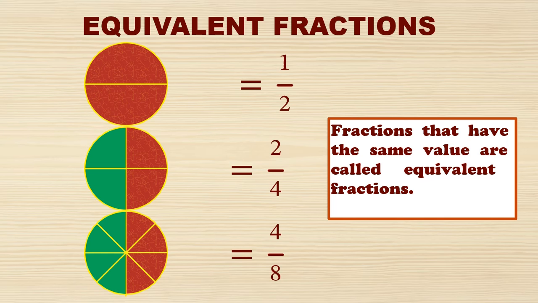Because when you look at the first one, we divide it into 2, but we pick one piece. When you look at the second one, we divide it into 4, but we take 2 pieces, we still have half of it. When you look at the third one, we divide it into 8 and we pick 4 pieces, which is still half of 8. So if the value is the same, then they are equivalent.